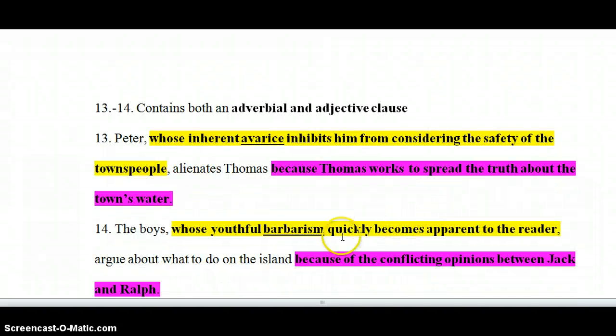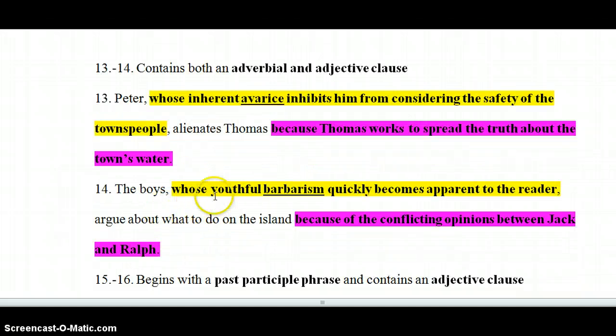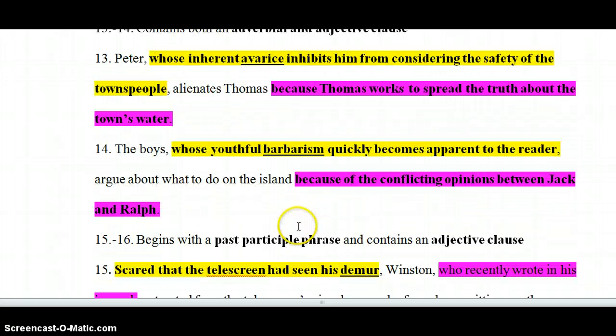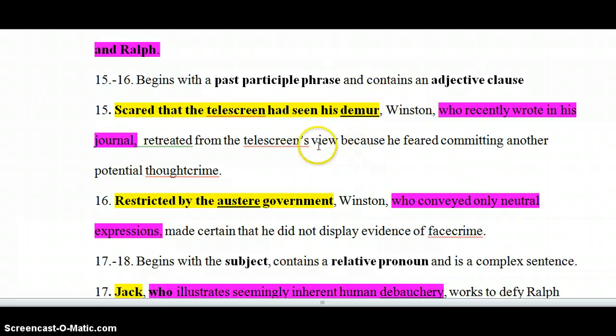13 and 14, here's our adjective clause in yellow, again commas around it, and then our adverb clause is at the end, again no comma because the independent clause comes before the dependent clause. Number 14, in yellow we have our adjective clause, separated by commas, and then we have our adverb clause, no comma in front of it. 15 and 16, we have the past participle phrase begins with ed, and we have our adjective clause that begins with who, and that's in purple, surrounded by commas.